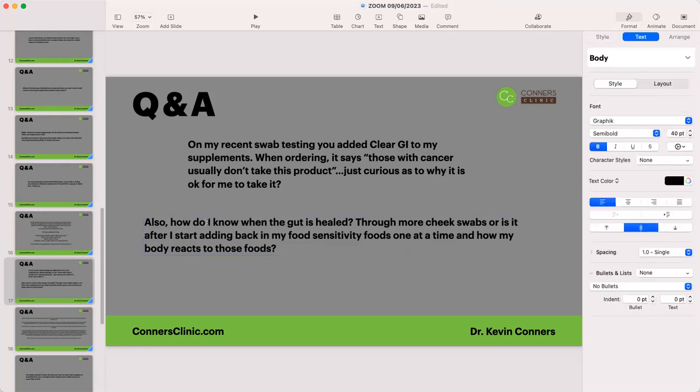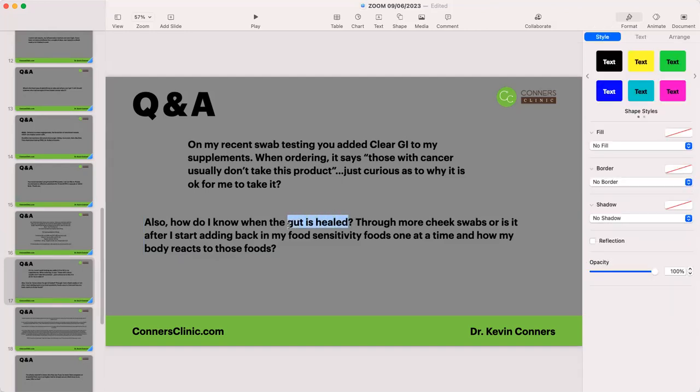Also, how do I know when my gut is healed? Well, we don't know when your gut is healed. We're just going to have to have another communication in a minimum of a month. You have to give yourself a month to 6 weeks. And the truth is, your gut is never healed. It's constantly breaking down and being damaged. What's the number one thing that damages your gut wall?